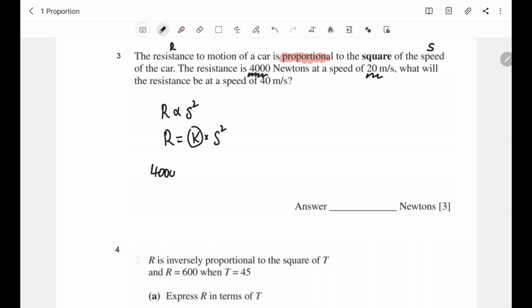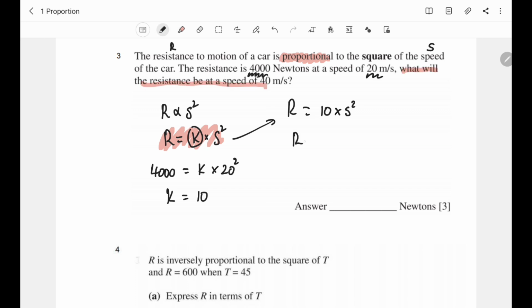So we have to figure out what this k is by plugging in our values for R and S. R is 4,000 whenever S is 20. So to work out k, it's 4,000 divided by 20 squared, which is 4,000 divided by 400. So k is 10. So we rewrite this equation with our value of k: R is equal to 10 times S squared. And the final part of the question, what will the resistance be at a speed of 40 meters per second? Our resistance is going to be 10 multiplied by 40 squared. So our resistance to motion is 16,000 newtons.